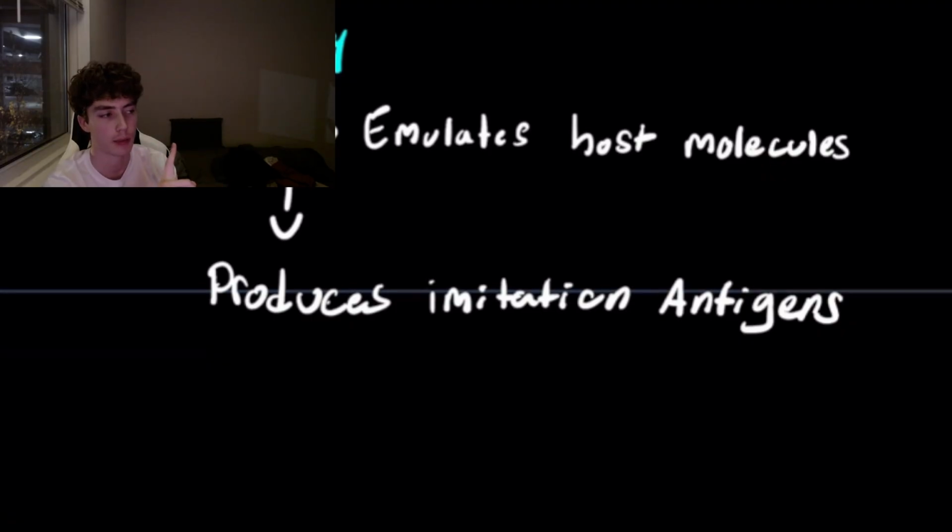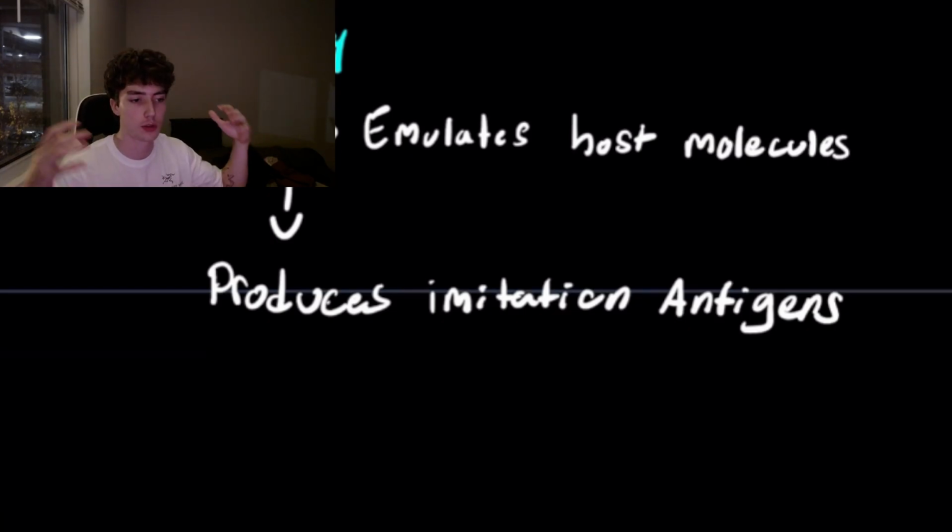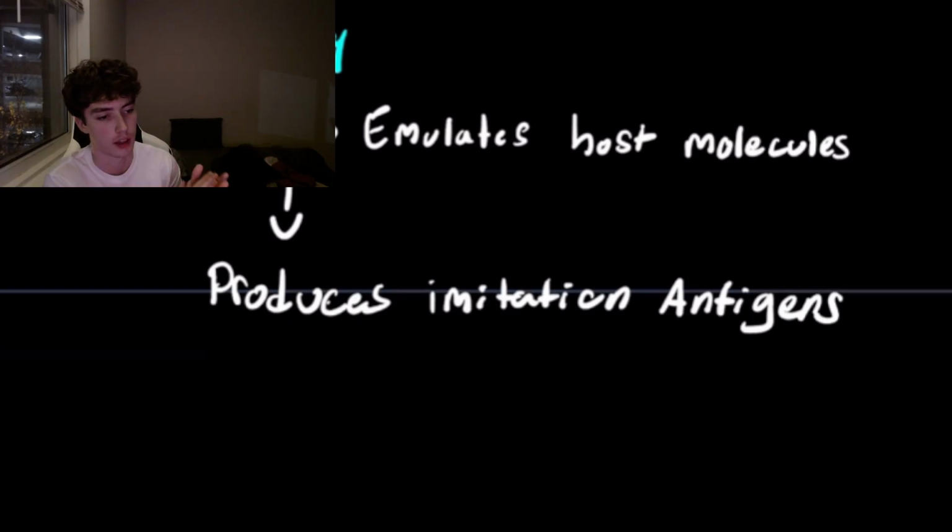But yeah, so antigenic masking is essentially camouflage by taking the host molecules within your body and attaching them to their surface. And then antigenic mimicry is when they express and produce their own antigens that mimic other cells or other molecules that your host body produces.